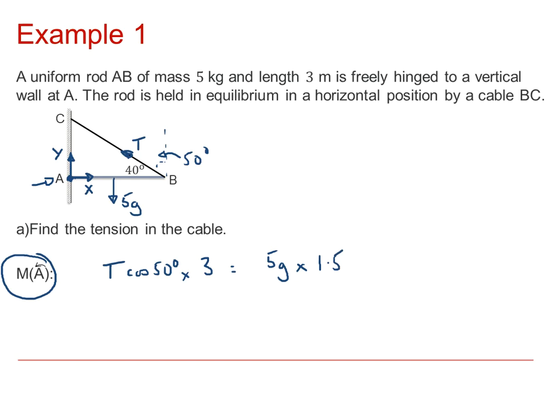The X and Y, the forces that we're unsure about at the hinge, those don't come into this because we're taking moments about that point, and both X and Y act through A. So therefore T must be equal to 5g multiplied by 1.5, so that's 5 multiplied by 1.5 multiplied by g, 9.8, and divided by 3 times cosine of 50 degrees. And if you calculate that, we get an answer of 38.1 newtons.